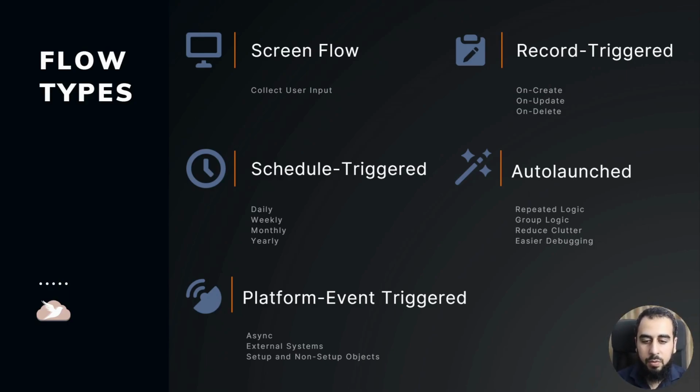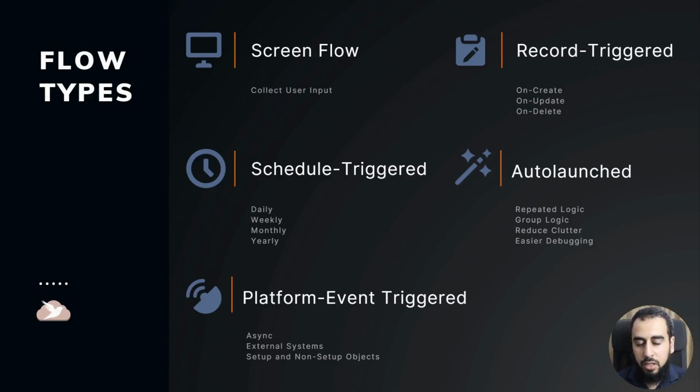Another use case is when we need to update two objects, one of them is a setup object and the other one is a non-setup object. Setup objects are like users, permission sets, profiles, permission set assignments. All of these are setup objects. Non-setup objects are the usual contacts, accounts, opportunities, and custom objects.